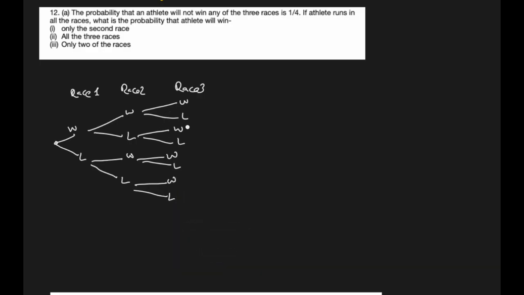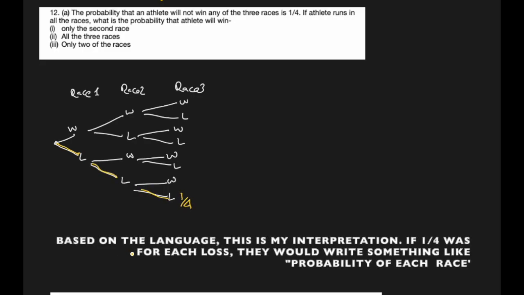So there are 1, 2, 3, 4, 5, 6, 7, 8 possibilities in 3 matches, 3 races he will run. They are telling us that he will not win any of the three races. That means he loses, loses and loses. This probability is 1/4, right?